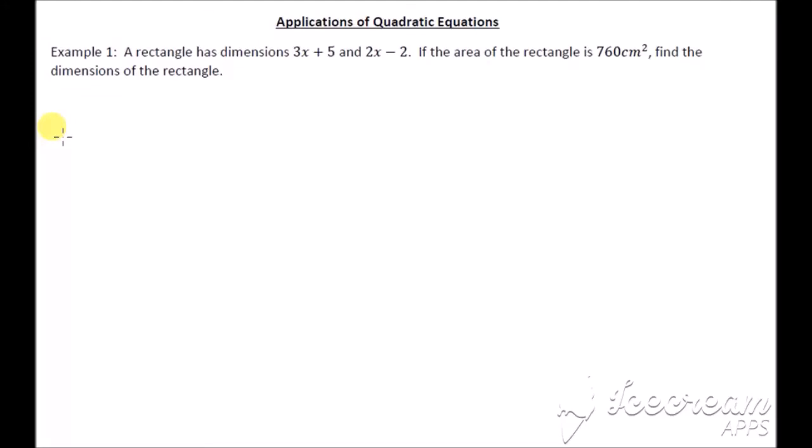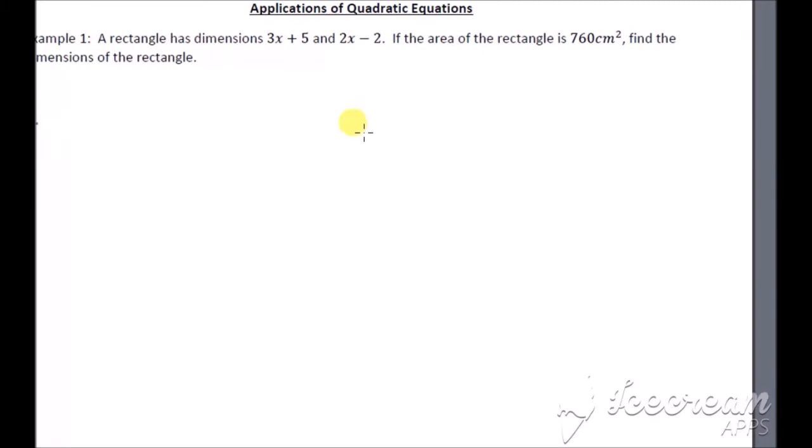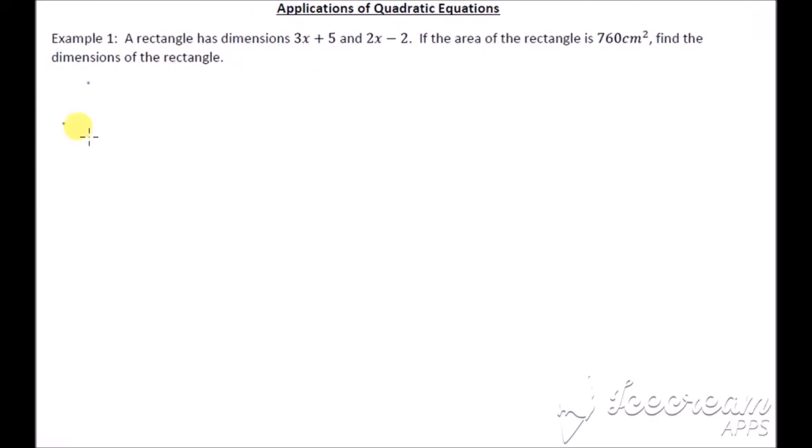Applications of quadratic equations. Example 1. A rectangle has dimensions 3x plus 5 and 2x minus 2. If the area of the rectangle is 760 centimeters squared, find the dimensions of the rectangle. So I'm going to go ahead and just draw a little diagram. We have 3x plus 5 and we have 2x minus 2, and it gives us the area.